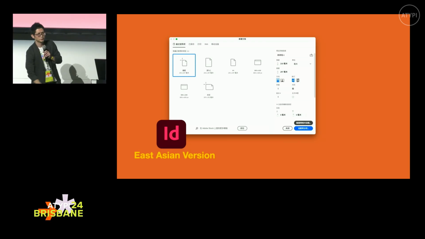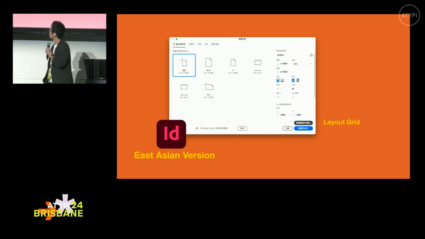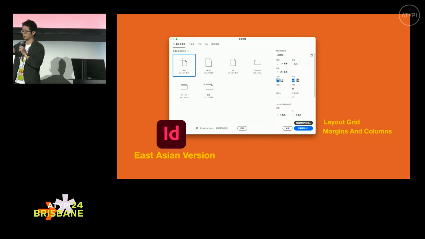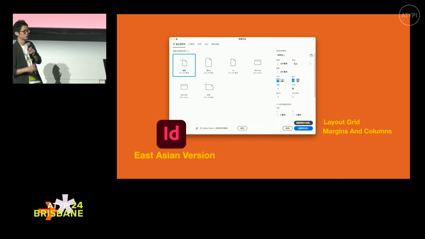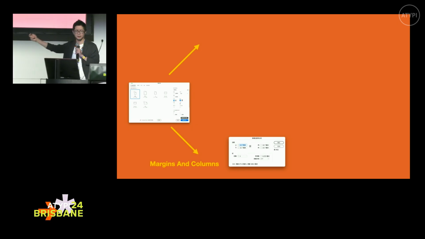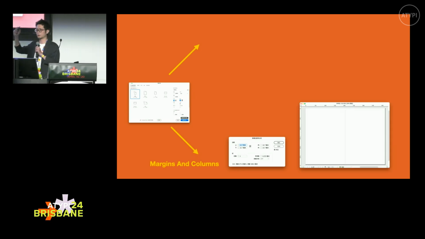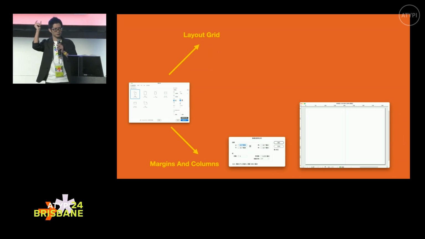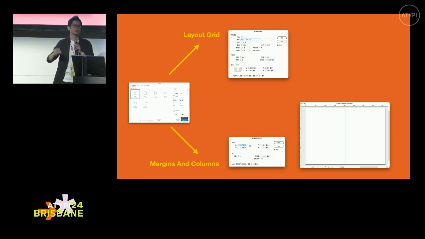But we are lucky enough that we have the East Asian version, and we have layout grid, margins and columns. We have 2 modes when you build a new document. So what happens if you have set the margins and you got a page like this? And we also have the option to use the layout grid to set the body size first, the size of the character first, and the line height first, or maybe you can call it leading first. Then we can get the layout grid underneath.